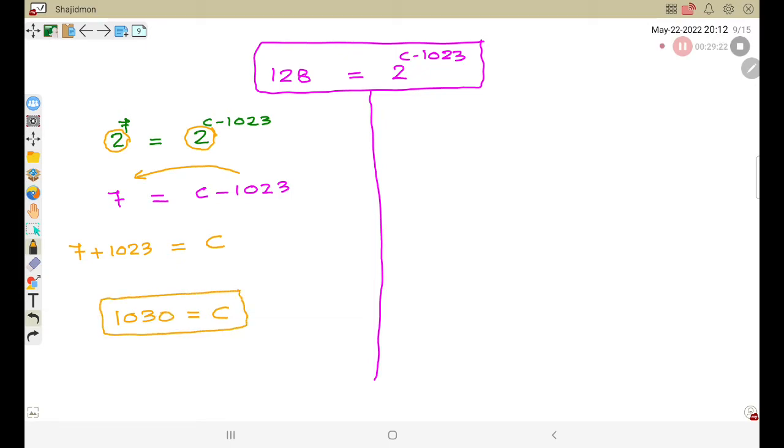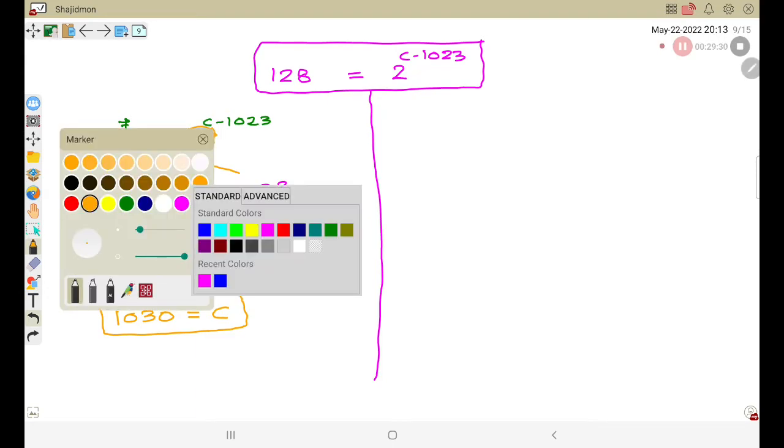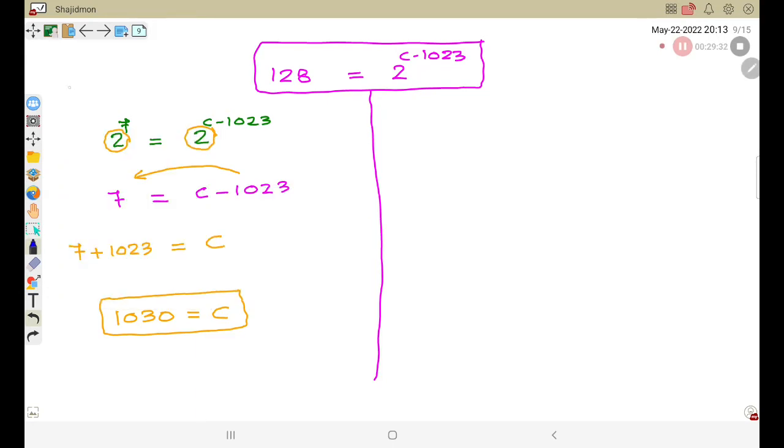I hope it is clear to you, correct? C equals 1030. Now this is the first method. First way we can find the c number like this. I am just writing here method 1. Now you can use another method also, method 2, for finding c.